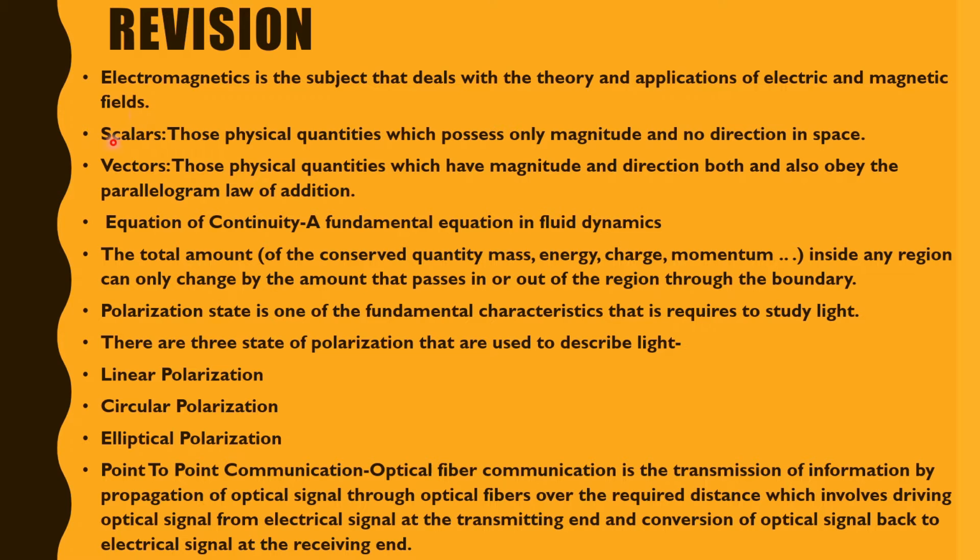Then comes what are scalars and what are vectors. Simple. Scalars are those physical quantities which possess only magnitude and no direction in space. The word scalar starts with S, so you can remember that scalars have the letter S and no direction in space. This is the only-magnitude one. Next are vectors, those physical quantities which have magnitude and direction both, and also they have to obey the parallelogram law of addition. This is the unique thing about vectors.